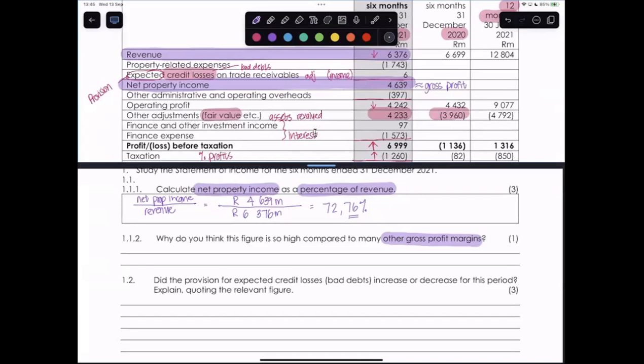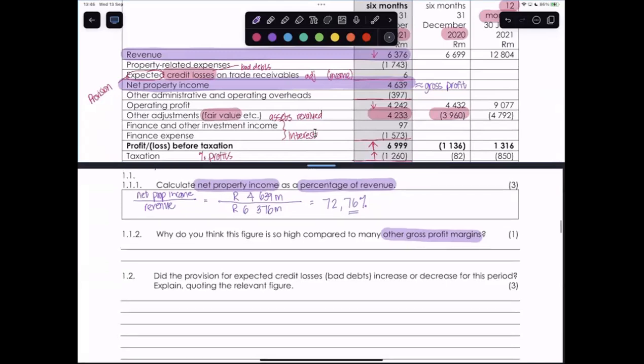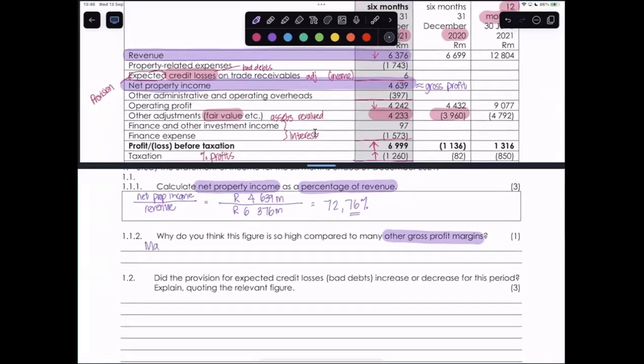Now, when you own property and you rent it out, it means you're not going to have that many expenses as you would if you had bought stuff and sold stuff. So make a note of the fact that the main income is rental income, and there are not a lot of costs associated.